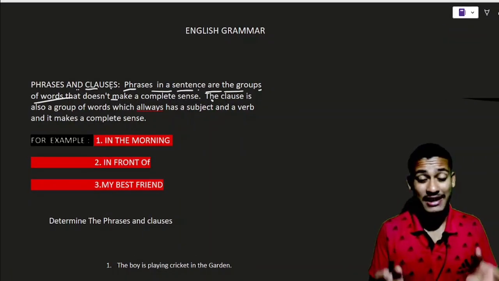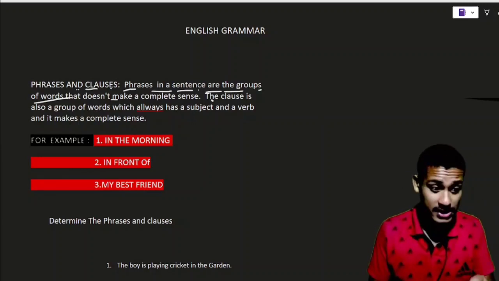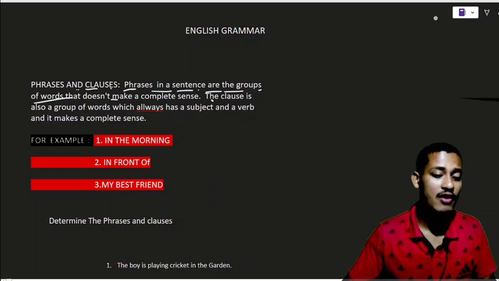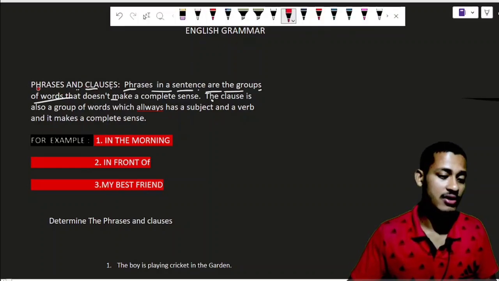We will study the basic concepts in English grammar. Today's topic is phrases and clauses. Now let's read the definition of phrases and clauses. Here are the right and the basic definition. What is a phrase and what is a clause?